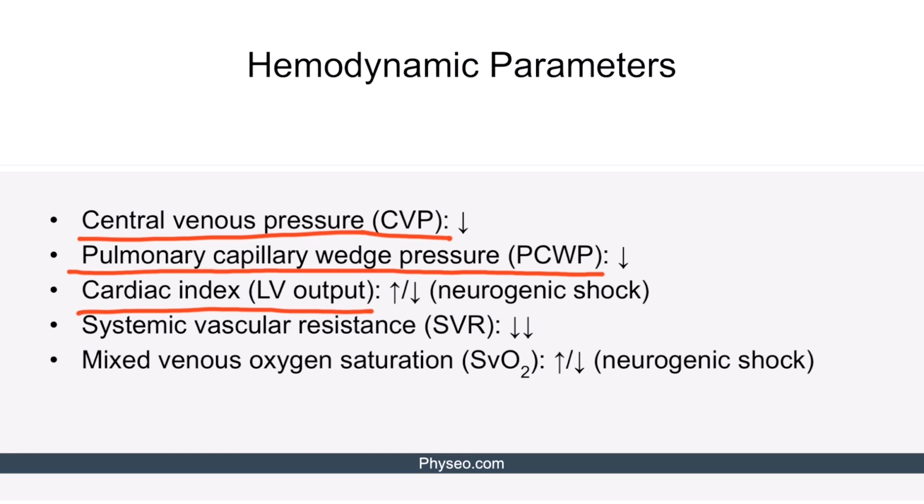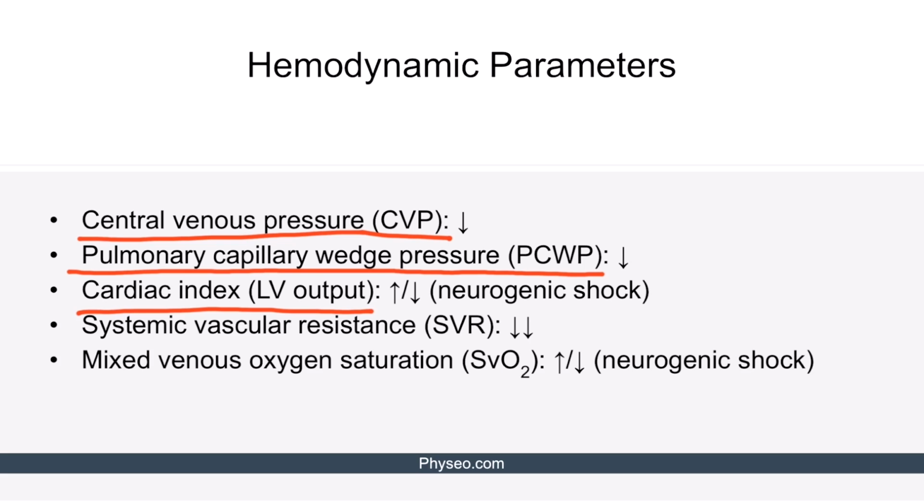Now it's worth mentioning though that cardiac index is decreased in neurogenic shock, and that's because of the disruption of the myocardial sympathetic innervation. And that decreased cardiac sympathetic tone will cause bradycardia and low contractility. So there will actually be low cardiac output.